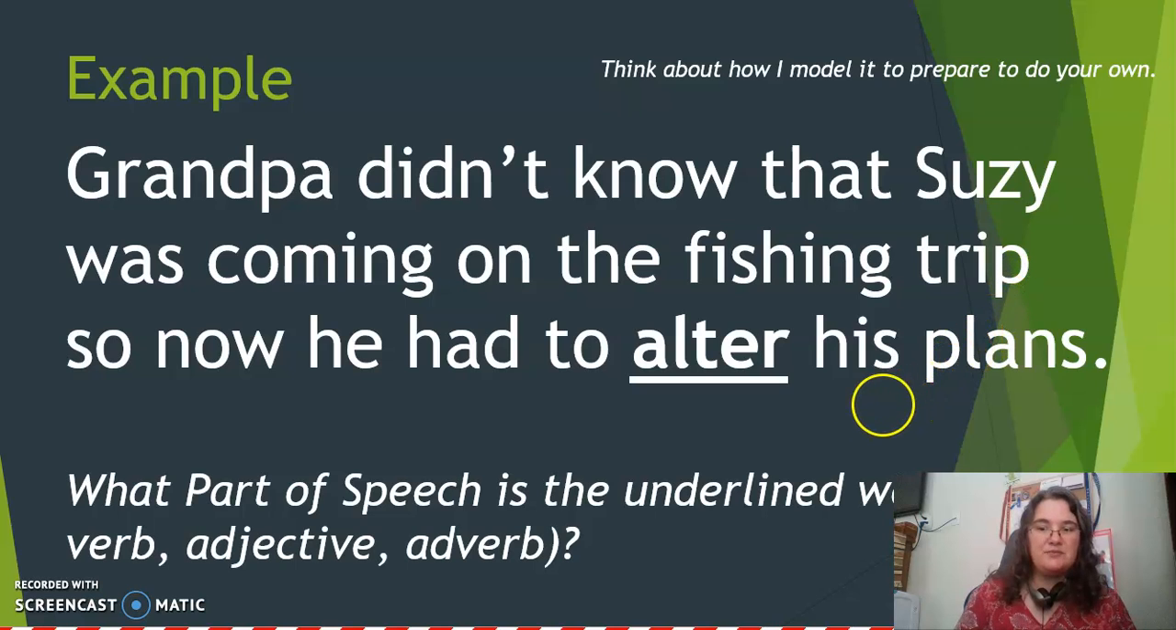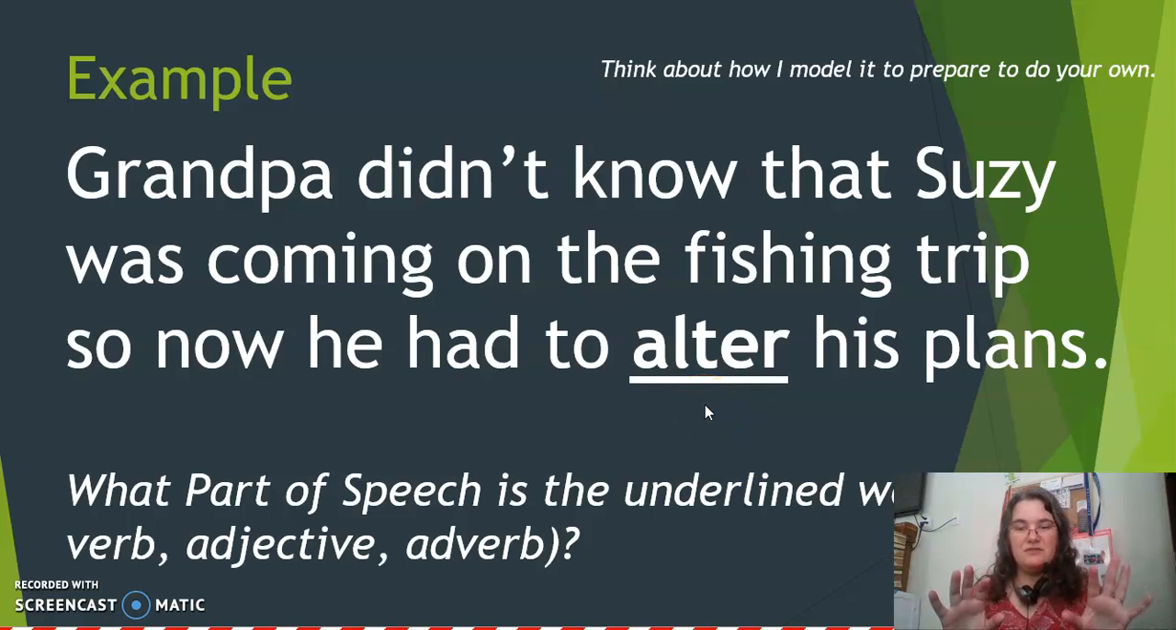Alright, here's an example. Grandpa didn't know that Susie was coming on the fishing trip, so now he had to alter his plan. I know that "alter" can have two different parts of speech. It can be a noun, meaning something in a religious setting, or it could be a verb, which is to change something.